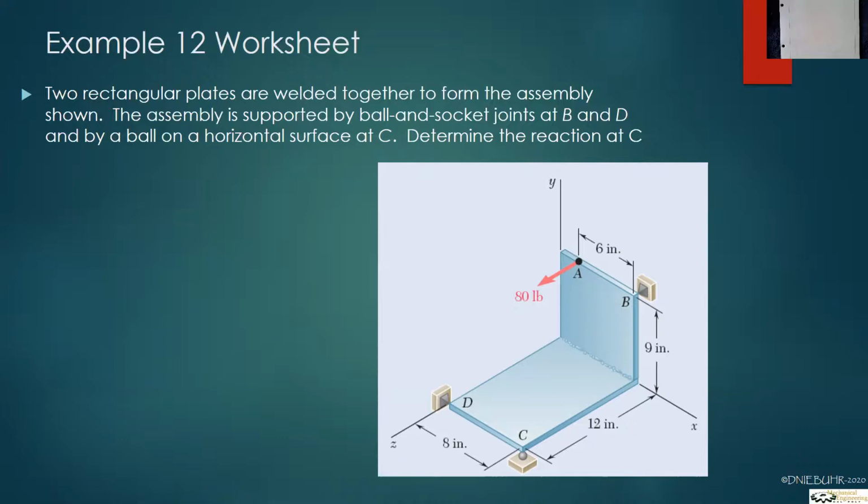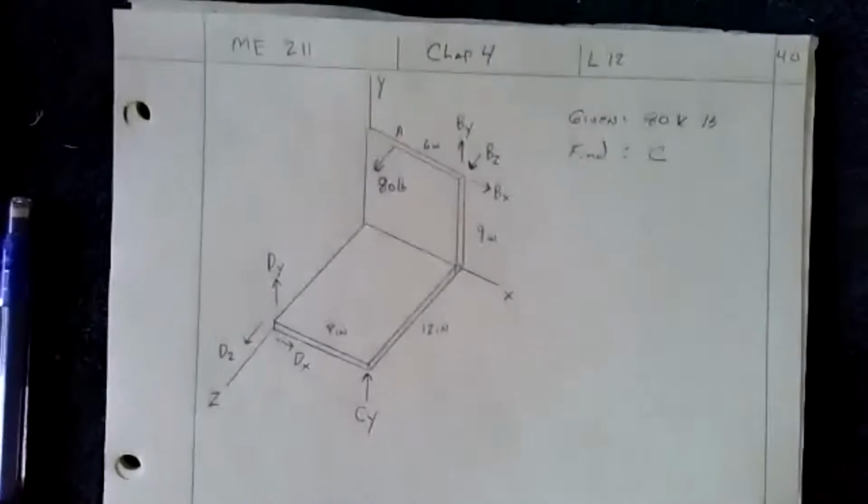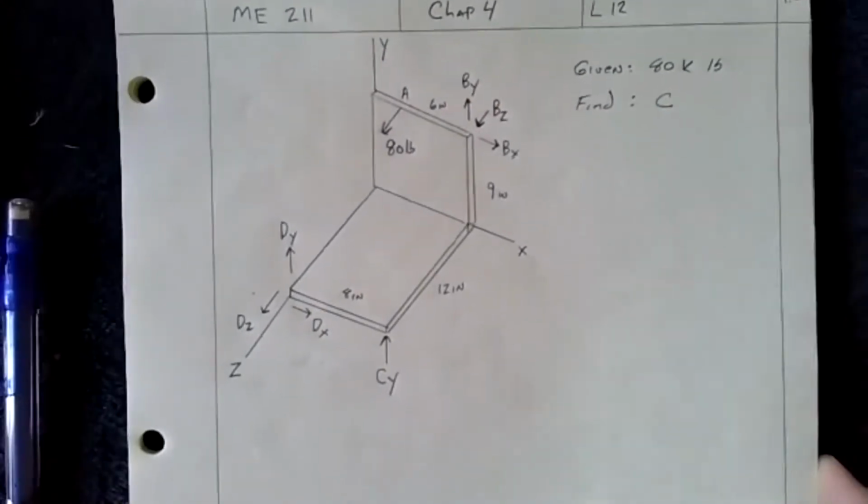But because this is just a ball, we just have a simple reaction. But we have to account for the fact that we have 3 reactions at D and 3 reactions at B. So how are we going to do this? And you may already have an idea based on what I said earlier. So there's the drawing, and here's the schematic of it.